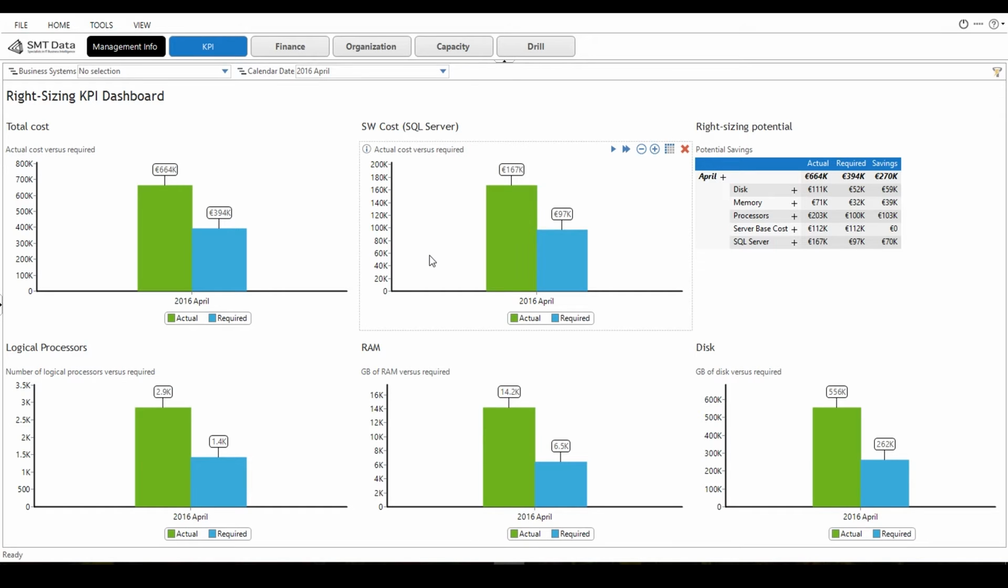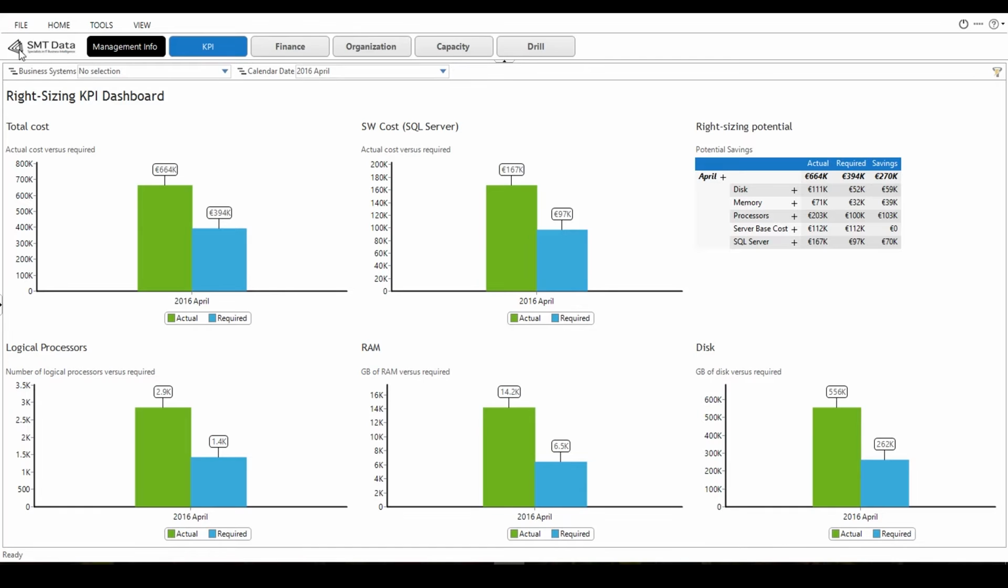We can see the software cost component of it. We can also see it in technical terms, where we're looking at the number of logical processors we actually measure out there compared to the number of logical processors we evaluate are needed to run the workload, and similarly with memory and disk. So KPI dashboards are very useful for understanding the potential and for managing a right-sizing project. But to actually do the right-sizing, we need to drill down into more detail here.